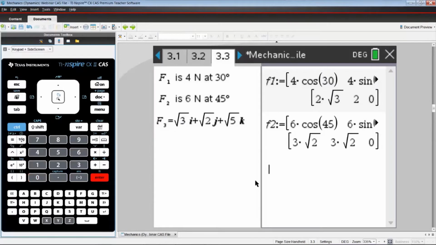Enter on that one. And finally, F3, we will define using the vector as it's been stated in the question.